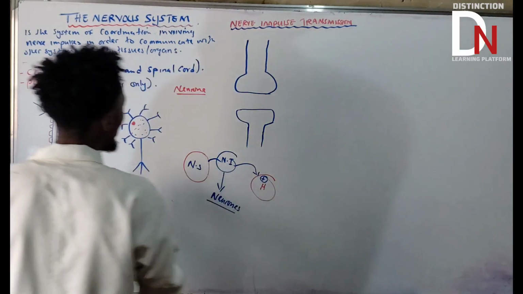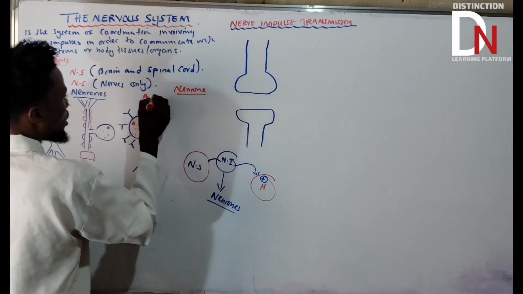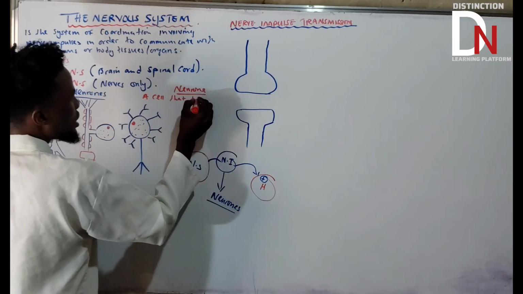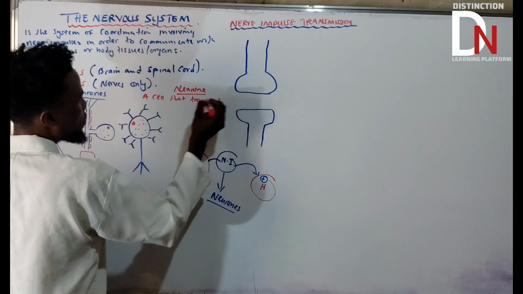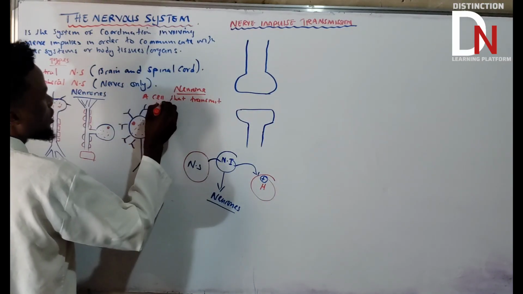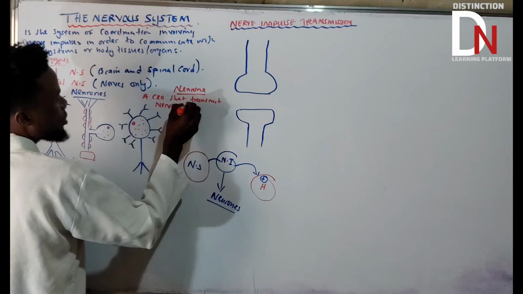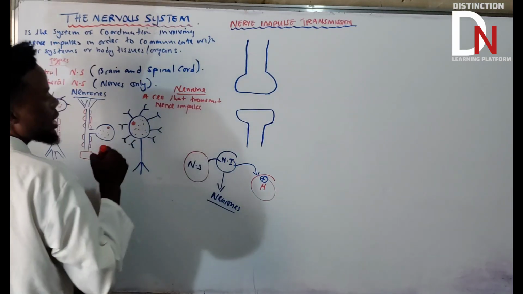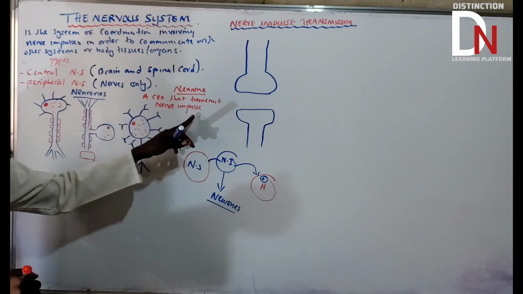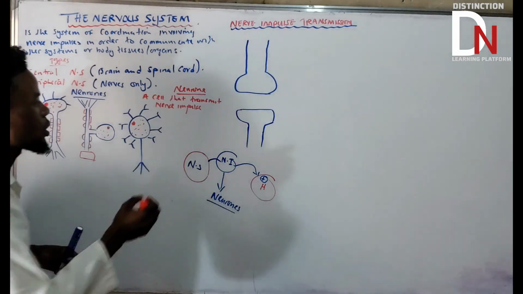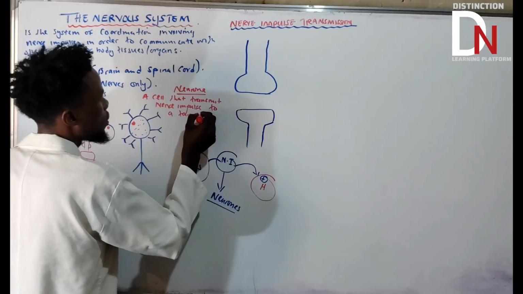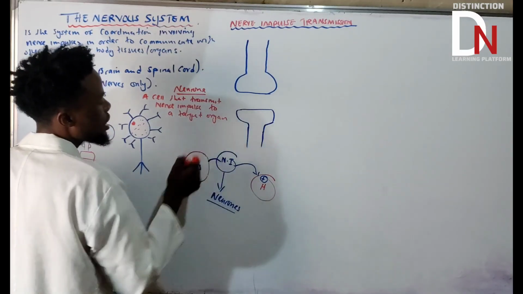So what are we saying? A neuron is a cell that transports or transmits nerve impulses. These are like a bus. So a cell that transmits nerve impulses to a target organ. So what is a target organ?